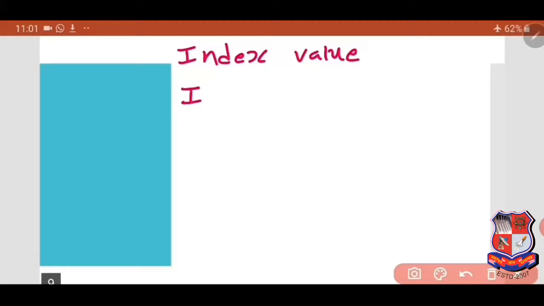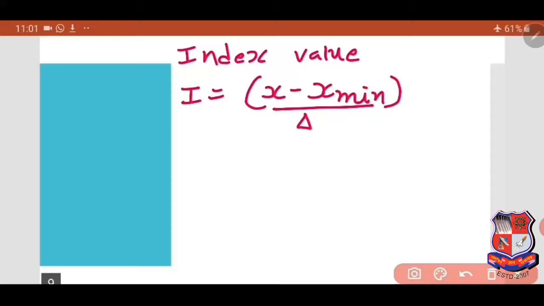Index value I is equal to x minus x min, divided by delta. Here x is the value of the sample signal, x min is the minimum value of that sample signal, and delta is the step size. The next value we are interested in finding is the quantized magnitude.